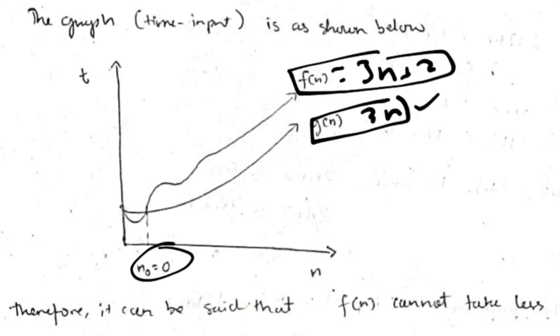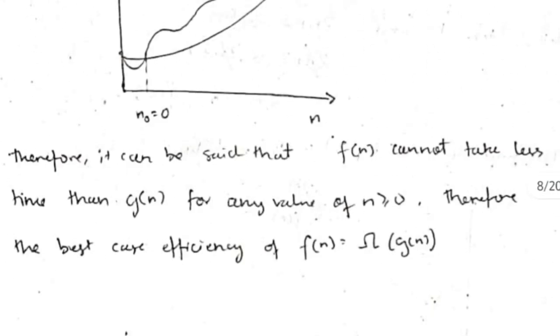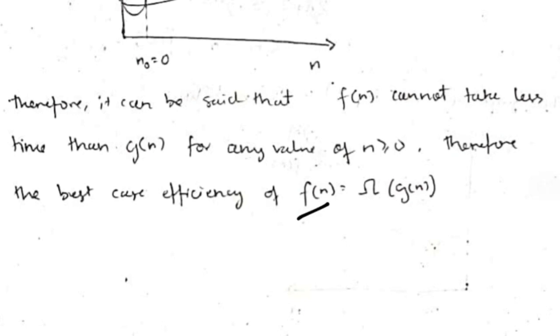So the best case efficiency, which means the least time f of n takes, will not be less than g of n. That gives us the best time efficiency, which is represented as f of n is equal to big omega of g of n.